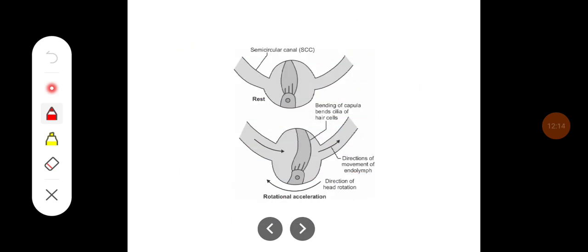Okay. So this is how the crista ampullaris is going to behave at rest, and when there is angular rotation to the left, the endolymph is going to move to the opposite side, that is to the right side, which is going to cause the distortion of the hair cells.